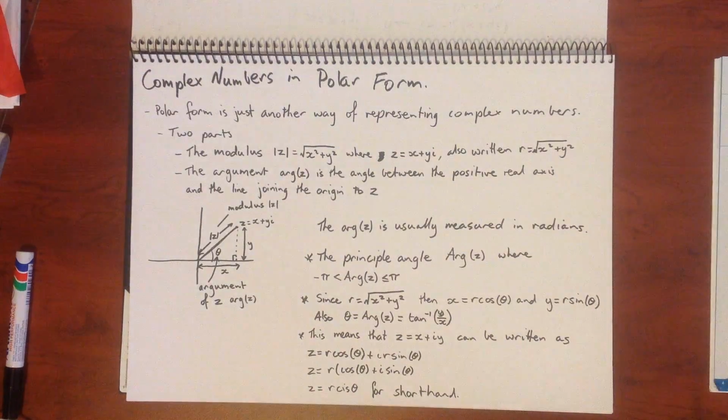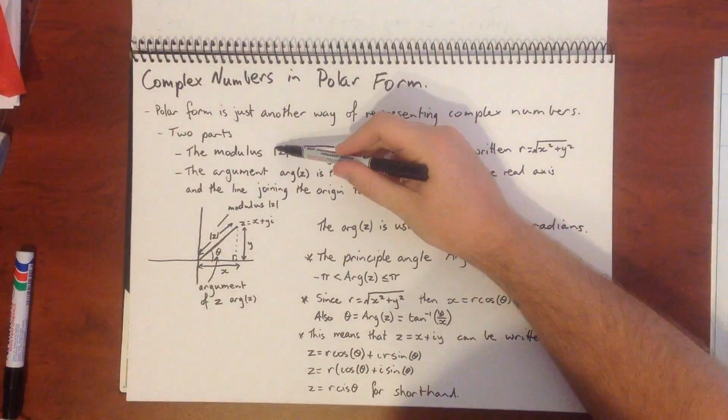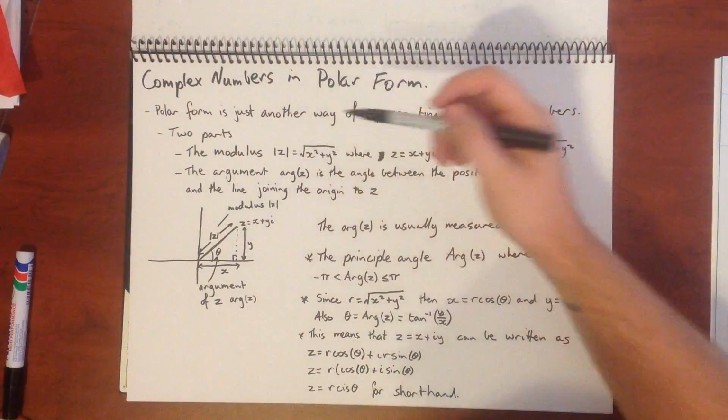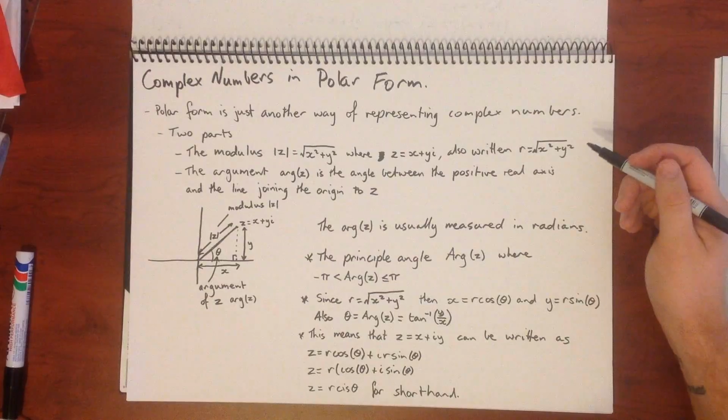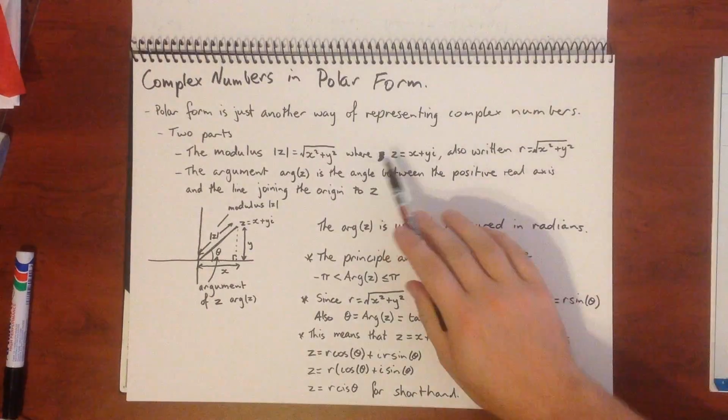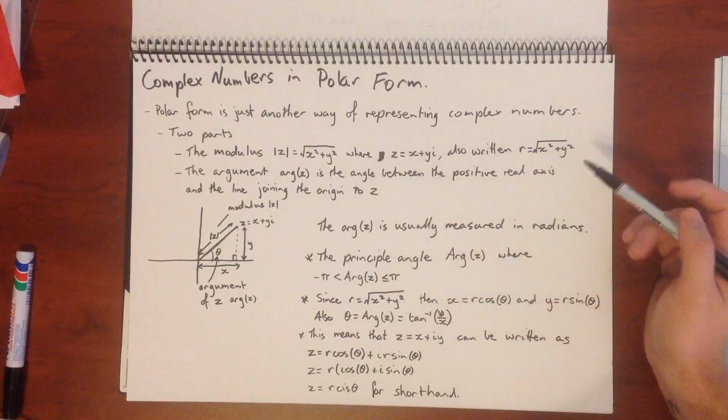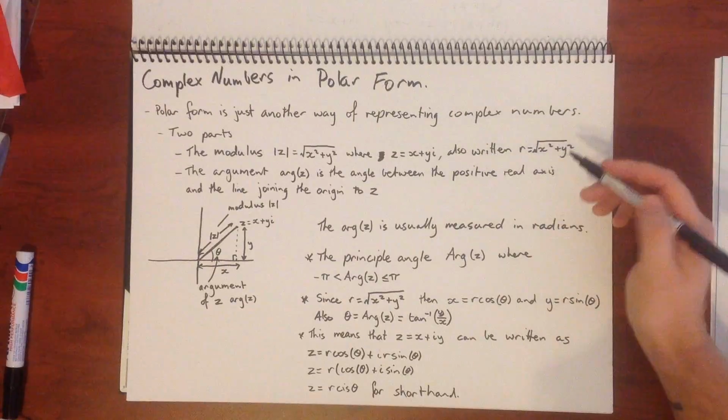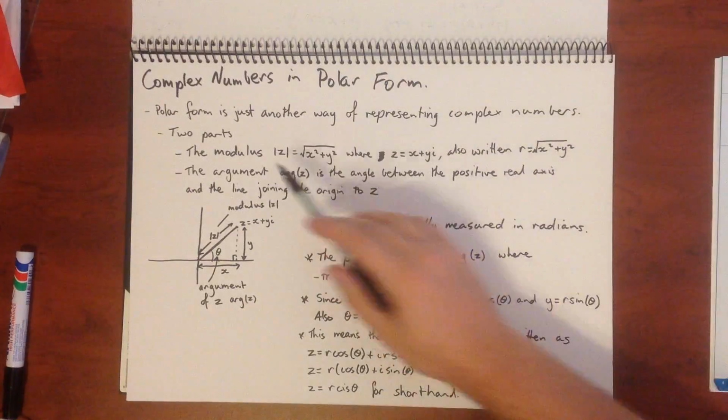Okay, in this tutorial we're going to be looking at complex numbers in polar form. Polar form is just another way of representing complex numbers. It has two parts. The modulus, which is denoted by modulus signs as |z|, simply equals the square root of x squared plus y squared, where z equals x plus yi. It's also written as r instead of the modulus of z.